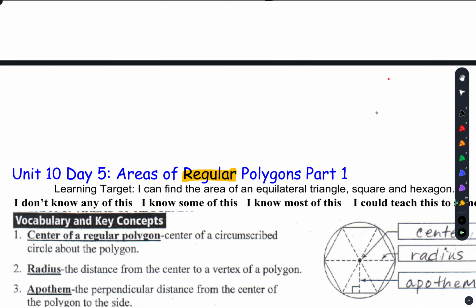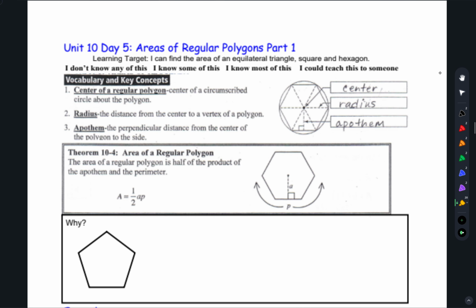So for the next 2 days, we are going to be focusing on these shapes. They range from 3 sides, triangle, 4 sides, square, 5 sides, pentagon, all the way up, however many sides you might have. Today, we're only going to talk about 3 of them. Tomorrow or Monday, we'll talk about a few more with some more sides.